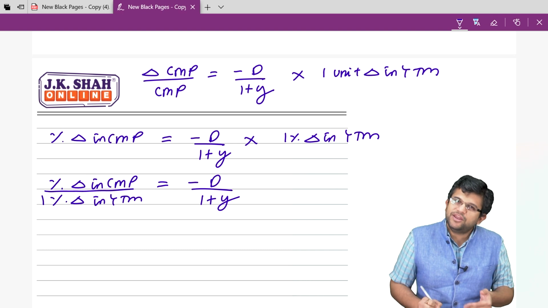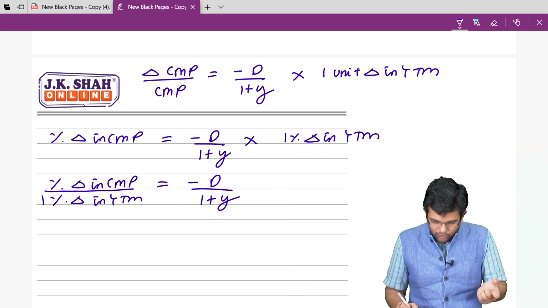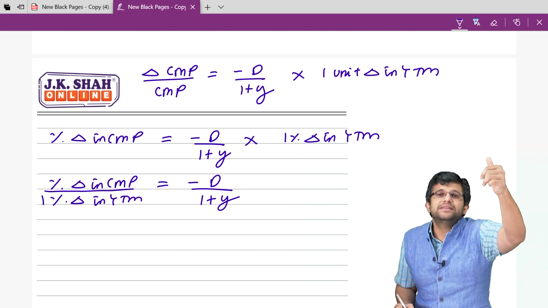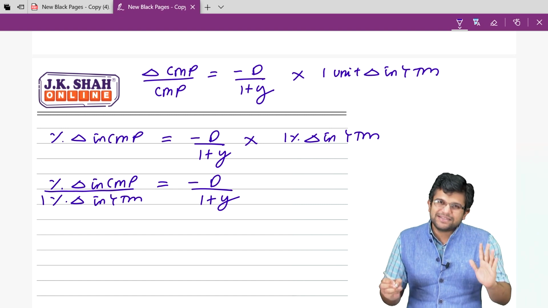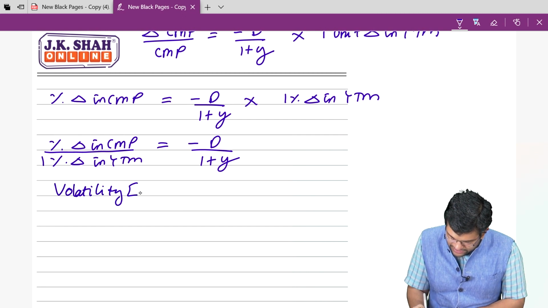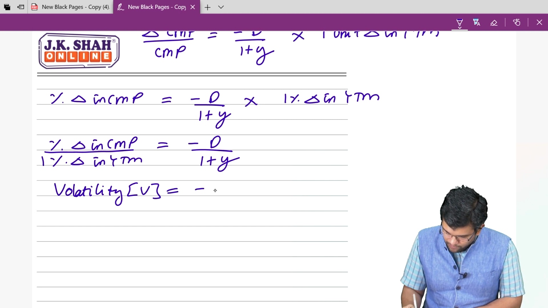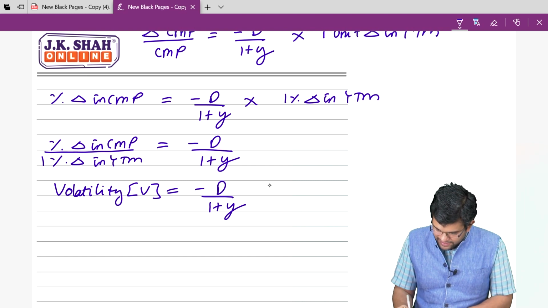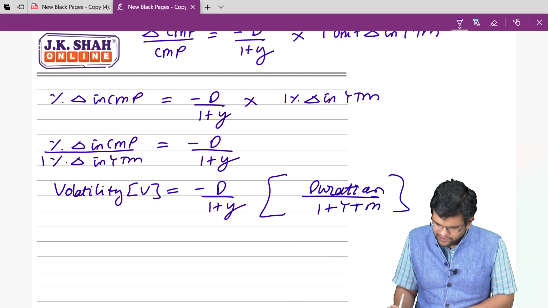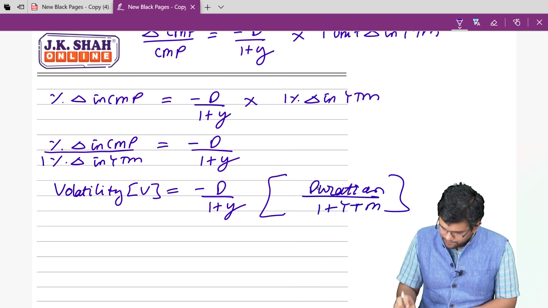And now on the LHS, what is it all about? For every 1% change in YTM, what is the percentage change in CMP? This is nothing but volatility. Everybody clear? This is nothing but volatility. V is equal to minus d upon 1 plus y, and d upon 1 plus y is nothing but duration divided by 1 plus YTM. This is what we have learned, right? Duration upon 1 plus YTM.